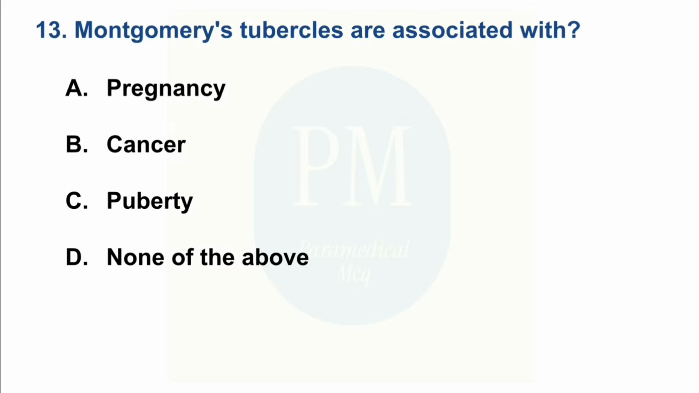Montgomery tubercles are associated with option A, pregnancy. Option B, cancer. Option C, puberty. Option D, none of the above. The correct option is option A, pregnancy.